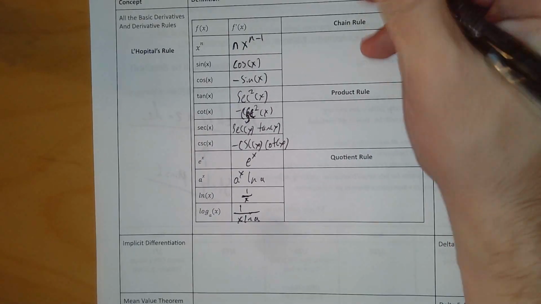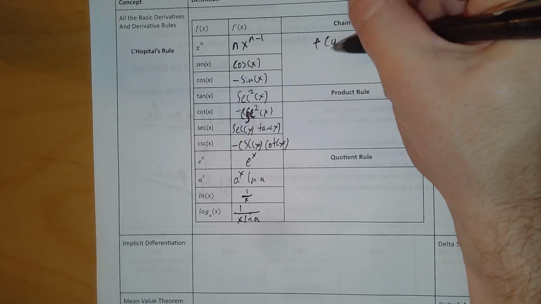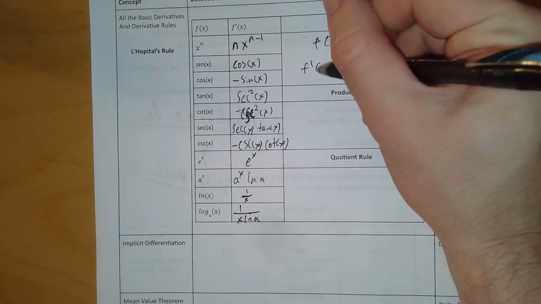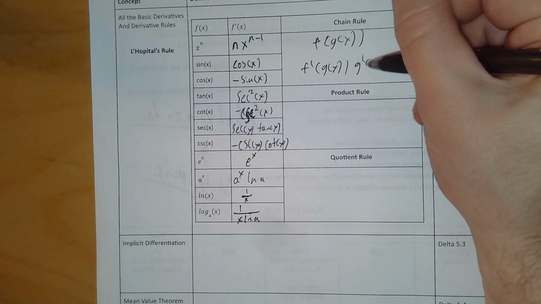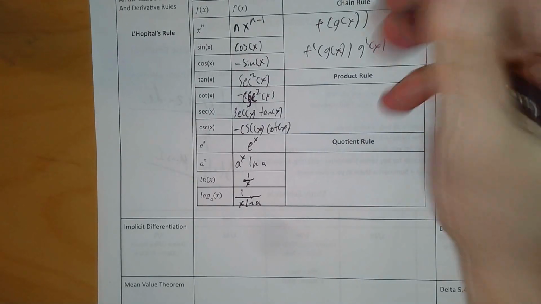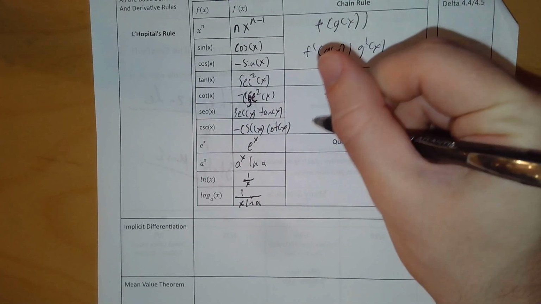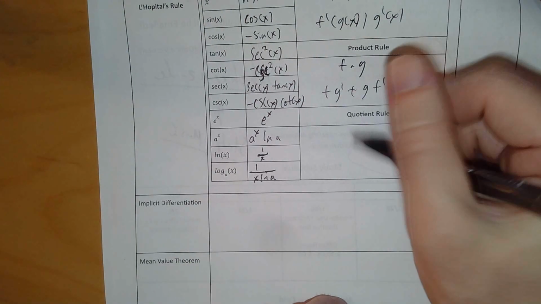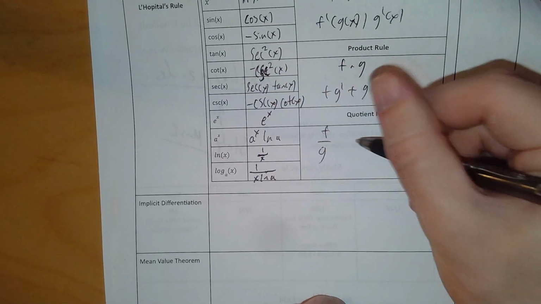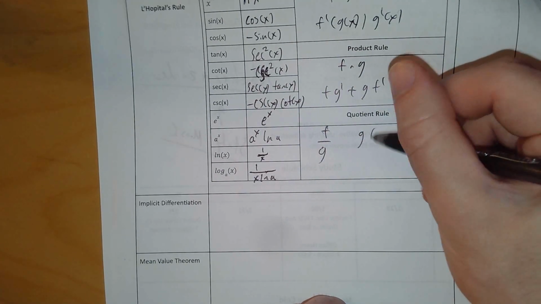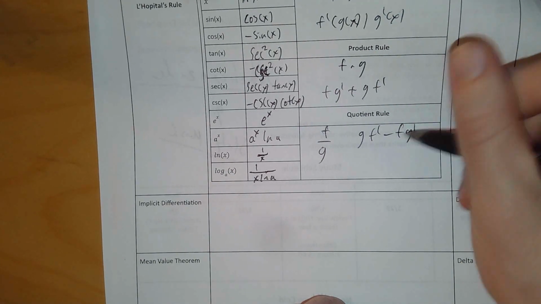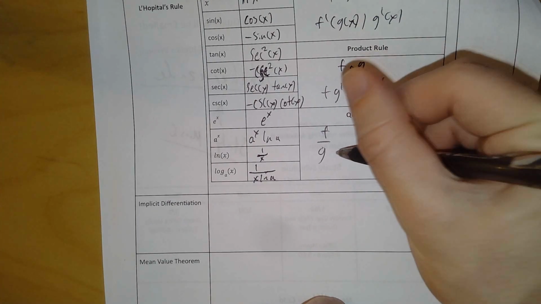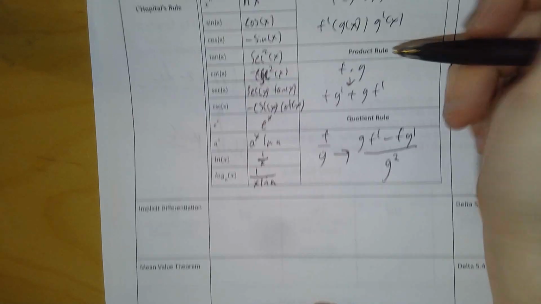Okay? Chain rule. f of g of x. When you see a function inside a function, the derivative is f prime of g of x times g prime of x. Okay? Product rule. When you have f times g, it's left d right plus right d left. We know these, right? Quotient rule. When it's f over g, we have low d high minus high d low over low squared.